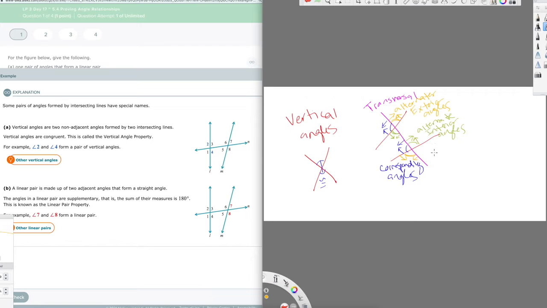And then we also have a linear pair. So linear pair has to do with when they're on a line. So like this blue one and this orange one here would be a linear pair because they make a line together. So just some new definitions that we definitely need to practice here.